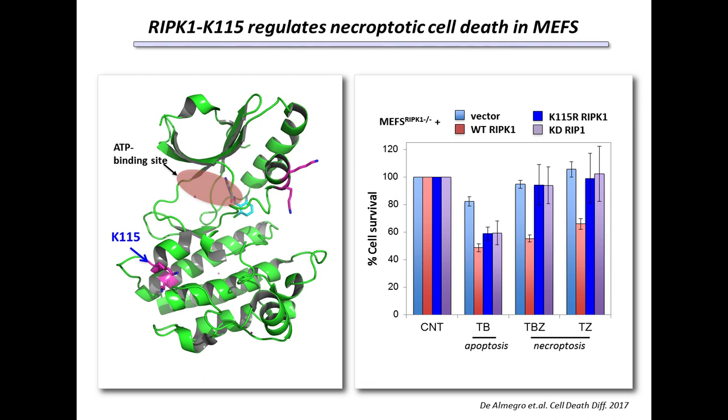That's contrasted dramatically with those cells that are treated with TNF, BV6, and ZVAD, the necroptotic stimulus. Those cells that express wild-type RIP kinase 1 still die, whereas those cells that lack the kinase activity of RIP kinase 1 or the single lysine 115 ubiquitination site are completely refractory to this necroptotic stimulus.